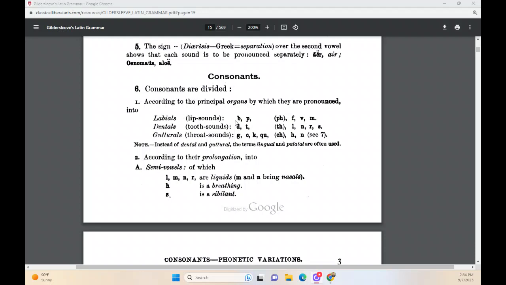So I'll say be, and I'll add the e sound afterwards. Be. If you make that sound several times, be, be, be, you'll see that that sound is made with your lips. It's a labial sound. The second consonant on this list of labials is pe, pe, pe.